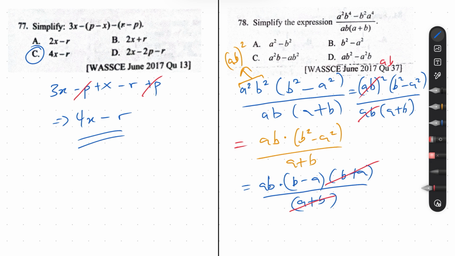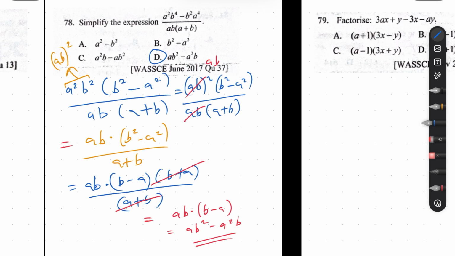So finally, what do we have? Finally, we have our answer to be ab times b minus a. When we expand, what do we get? We have ab squared minus a squared b. So that is our answer, ab squared minus a squared b, which is D. Alright, let's move on to question number 79.